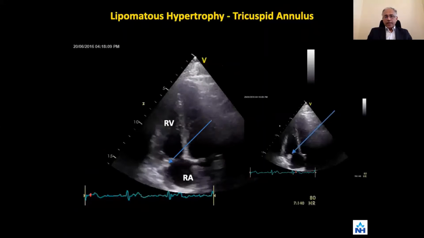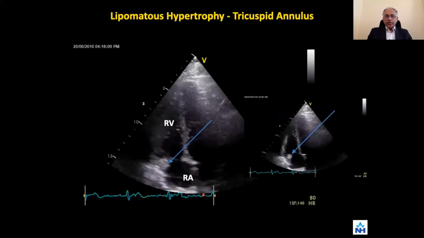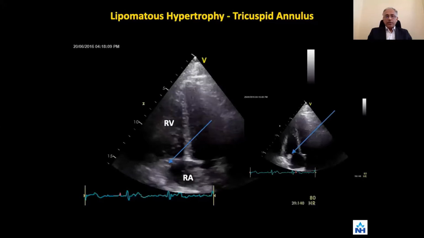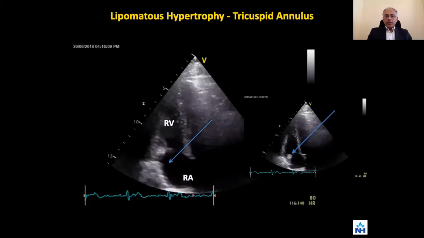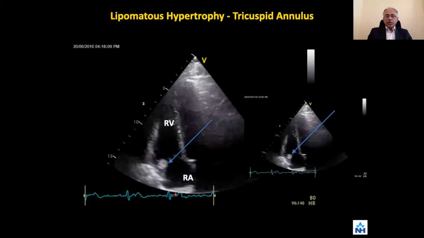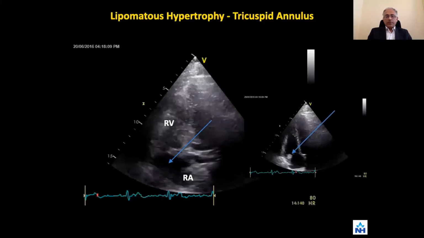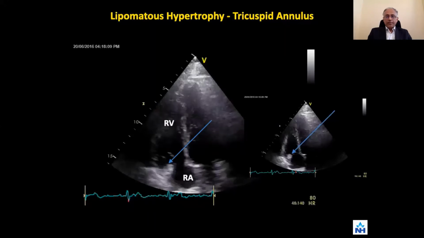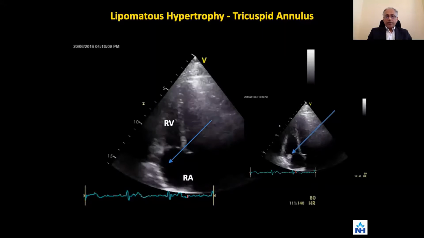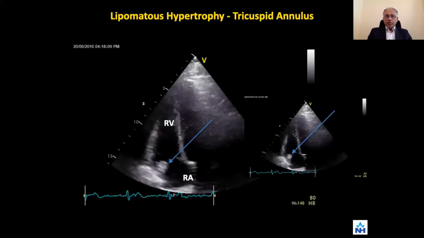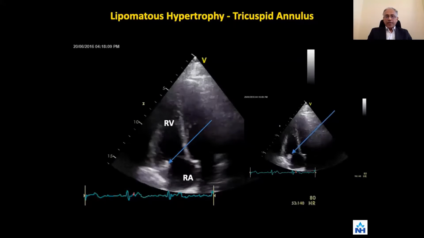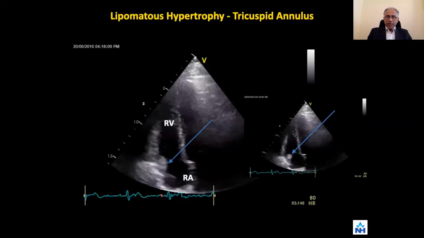Then you have another variant which you see. This is the lipomatous cell, and wherever it is seen, it is usually very bright, very echogenic. Depending on where it gets deposited, it is called lipomatous hypertrophy or lipomatous deposition. Here you can see it at the tricuspid annulus, not very frequent, but you do get it once in a while. The deposition takes place at the annulus, and the annulus looks very thick and very prominent, and one has to be careful about this. Generally, the lack of pathology elsewhere, and the fact that it is at the annulus and very bright, tells you that it is lipomatous.